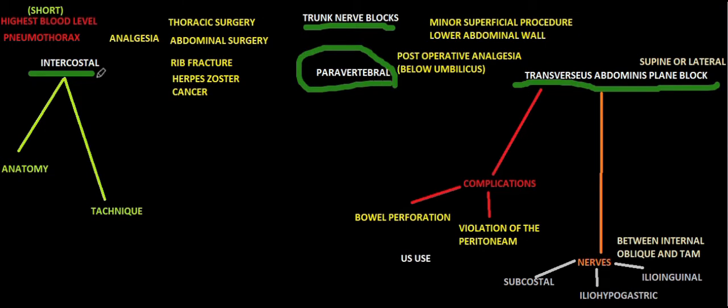Now, the intercostal nerve block is of advantage for thoracic surgery, abdominal surgery, breast surgery, rib fracture, herpes zoster, or cancer of such an area.